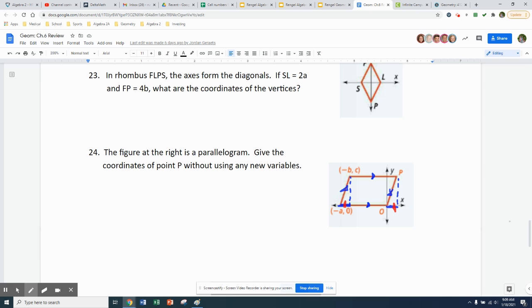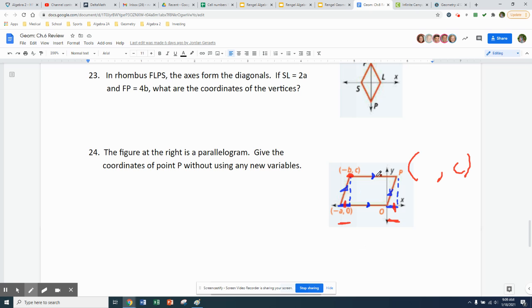Now, how can I find the coordinates of P? Well, first, the y coordinate is going to be pretty easy because it's the exact same as the y coordinate of this point over here. So the y coordinate is going to be c. That's how high I have to go to get even with P. But the x coordinate's a little more tricky. I have to figure out how far this distance is from here to here. It's going to be the same as this distance from here to here. But how do I find that distance?